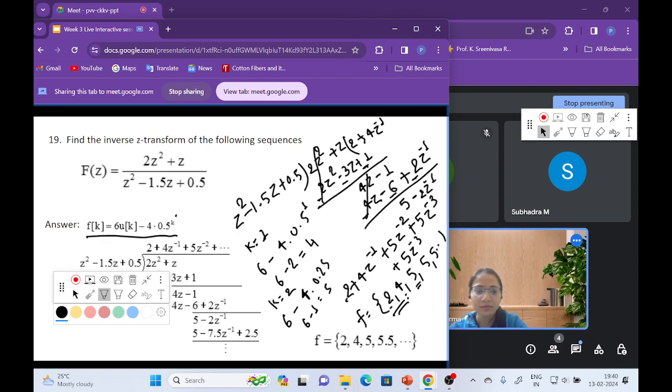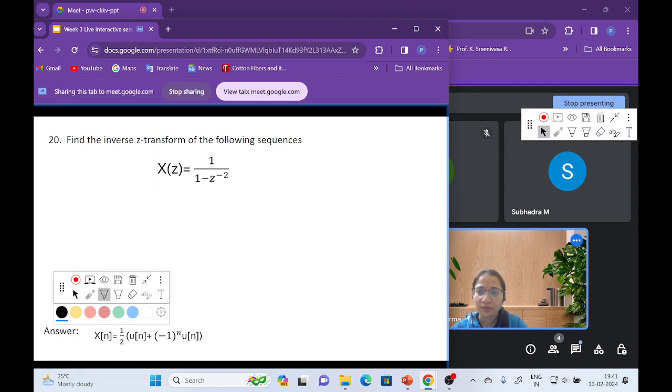Okay, so have you understood this question? How you will solve it and how you will find out the answer? This sequence is correct, and if you want to write down the compact form, you can write it in this form also. Okay, so moving to the next question.